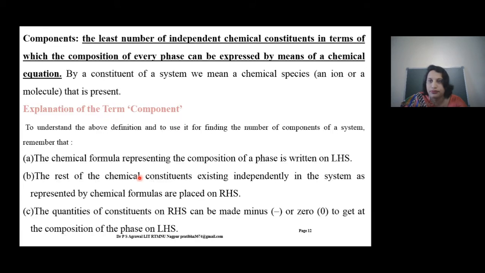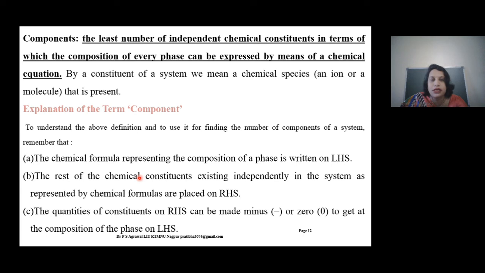Now come to the component. C, the term C, component: the least number of independent chemical constituents, meaning chemical formulas. At first look, it's very easy to understand. Water, having formula H2O, is a one component system. CO2, formula CO2, is a one component system. But to understand this, we have to again check the chemical formula of each phase.